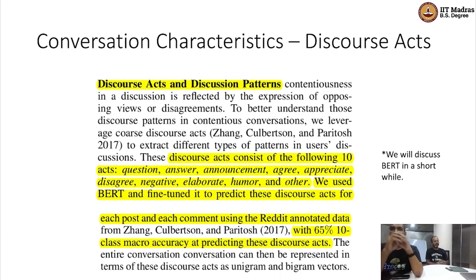For now, just treat BERT as this classifier which takes a post as an input and gives these class assignments as one of these 10 classes, right? So just treat it as a black box that is classifying for one of these 10 classes. So this was feature number one, discourse act, whether a post was a question, answer, announcement, etc.